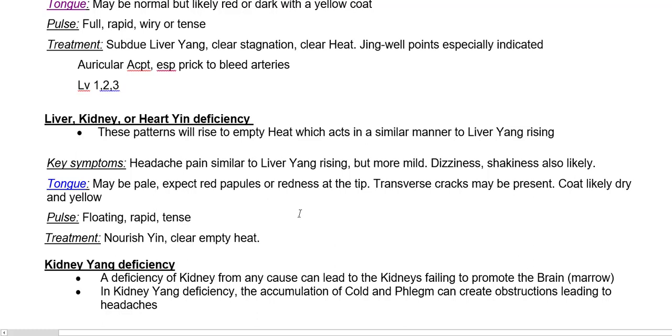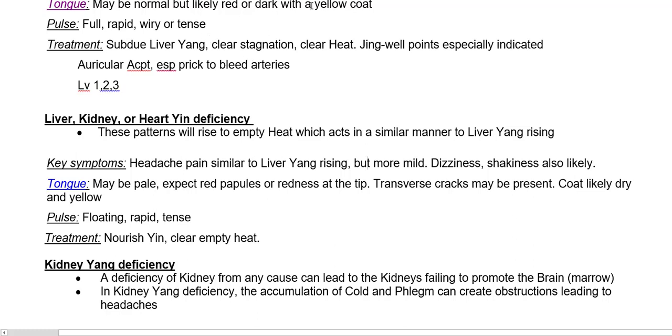The difference is that you'll know the difference between a full heat and an empty heat pattern when you see it in practice. I've said this quite a few times. The tongue is different, the pulse is different, but even just looking at the person, you can see this is different. You may see more wind here, dizziness, shakiness also likely, and that actually does show up pretty commonly. The tongue might be pale, and expect red papules or redness at the tip. That usually tells us heat in the heart. We might see some transverse cracks as well. The coat will likely be dry. I didn't mention that above, but I probably should have.